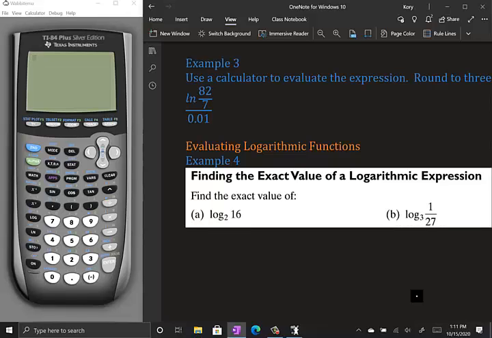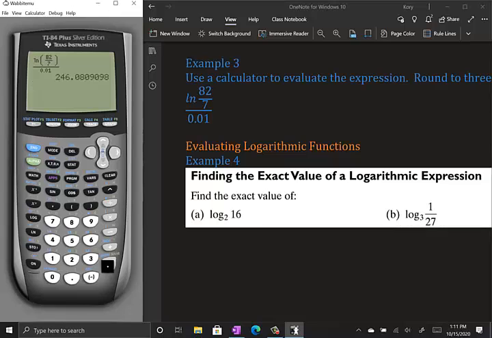The first thing we do, because the whole thing's a fraction, is hit alpha, y equals, enter. And then a bar should come up. Then I'm going to put ln, which is right next to 4. Then I have another fraction, so alpha, y equals, enter. I'm going to put 82 over 7. And then on the bottom, we put 0.01. So you see how it looks exactly the way it looks on the page?